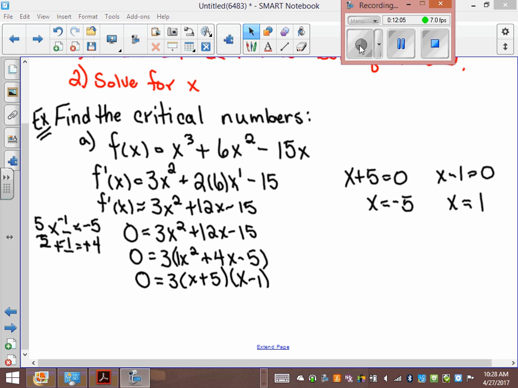So if you look at your first derivative, guys, look at your first derivative graph. Take out the other one. Take out your y1. Just look at the first derivative graph.